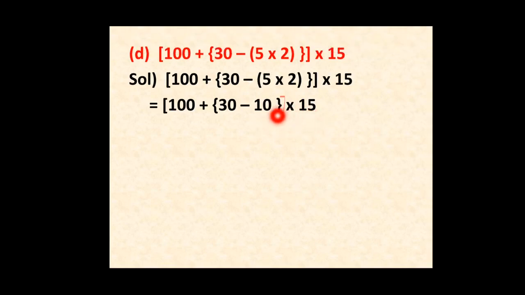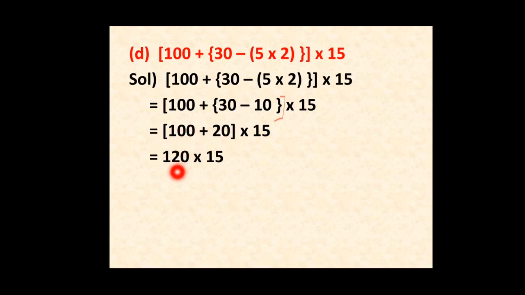Now in the next step we will solve these curly braces, that is 30 minus 10. It will give you 20. So here we have square brackets 100 plus 20. So we write it. Then we have the square bracket into 15. Now 100 plus 20 is equal to 120. So we write here in place of this 120 into 15. Now 120 into 15 gives you 1800. That is your answer.